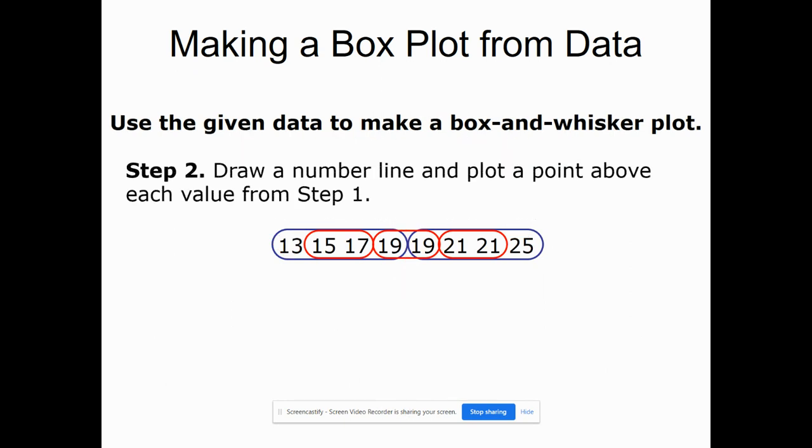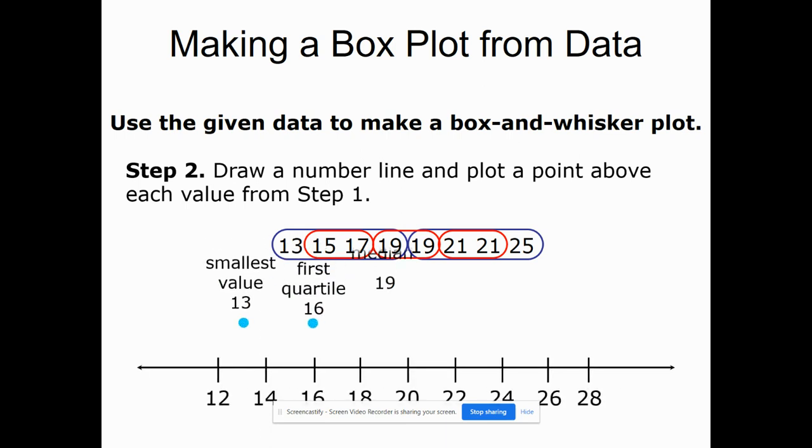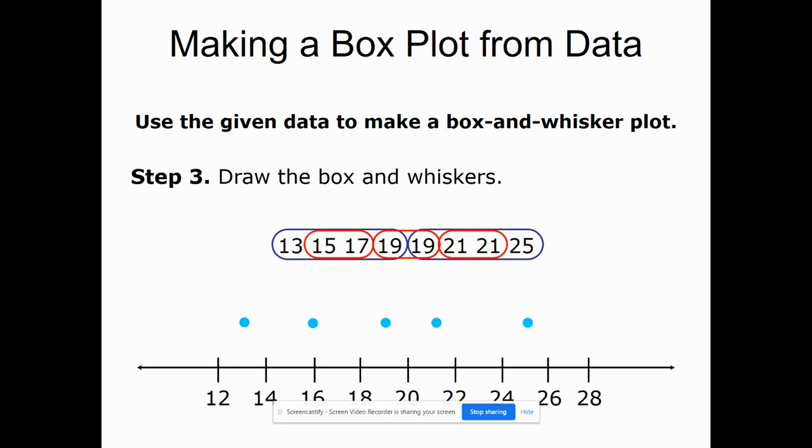Then with step 2, I'm going to use that 5-point summary. I'm going to draw a number line and plot a point above each value that I got from step 1, my 5-point summary. So I'm going to plot those 5 above the number line. That's step 2. Step 3, I'm going to draw a box around my first quartile and my third quartile, a line down the center for my median, and then a whisker from my first and third quartile out to my maximum and minimum. And now I have a box and whisker plot.